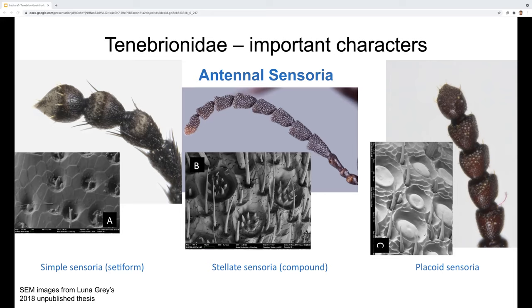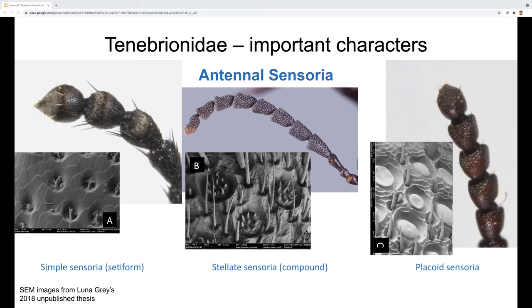Even here, you can see all of these little sensoria, but they can be very difficult to see because sometimes the setae in them are black or the same color as the antenna, which means they don't stand out. And they're usually just on this apical edge. So if you have a dirty or greasy specimen, it can be very difficult to see these, but it's a wonderful character.